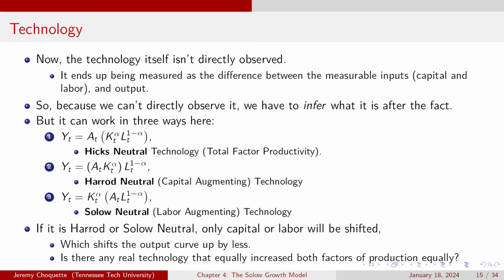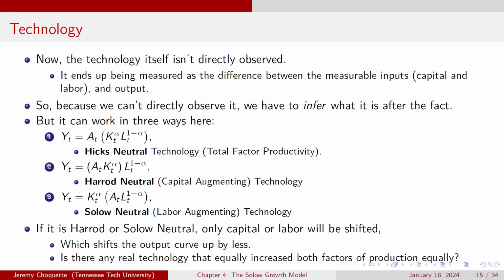And it can show up in one of three ways, according to this model. There's Hicks neutral technology, which is what we're looking at, total factor productivity, where it increases the productivity of capital and labor equally. There's Harrod neutral technology, which is capital augmenting technology. It's like a technology increase that makes capital more efficient, but it doesn't affect labor. And there's labor augmenting or Solow neutral technology, which is making labor more efficient than capital is. Now, in reality, you're probably looking at more of a labor augmenting technology rather than total factor productivity or capital augmenting technology.